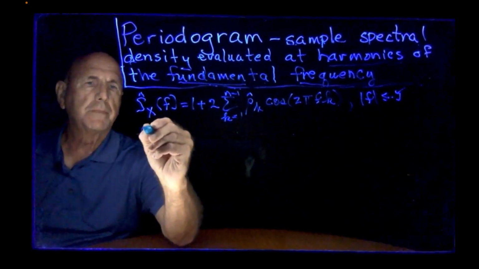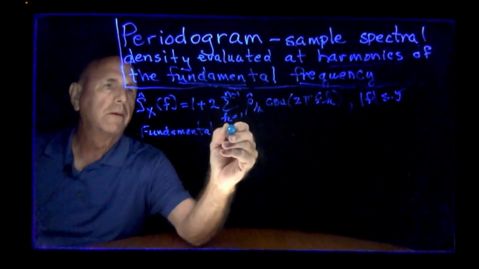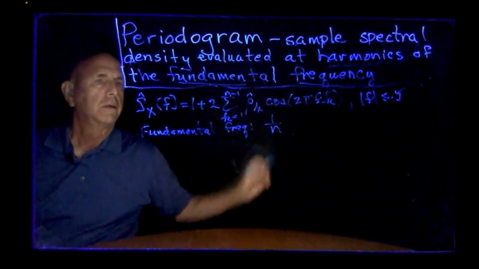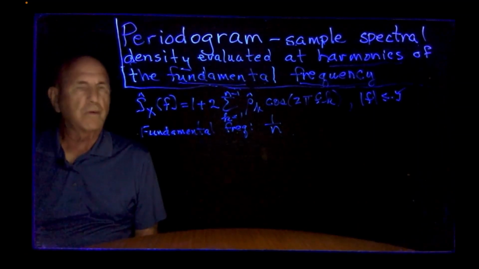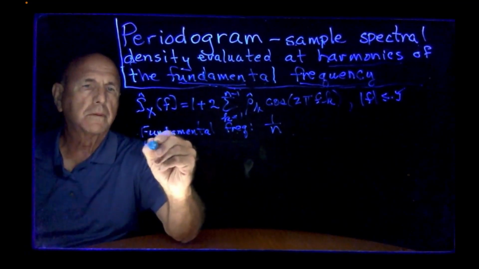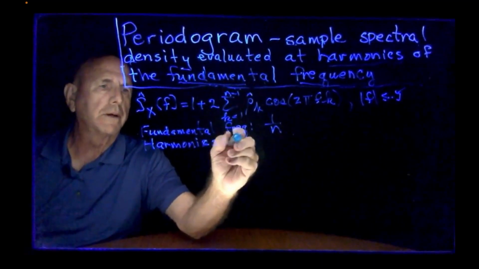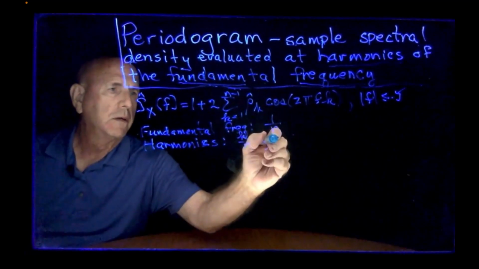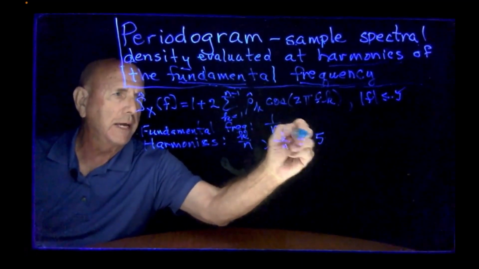The fundamental frequency is 1 over n. So that would mean the fundamental frequency is associated with a period of n, the length of the series. And then the harmonics are k over n, where k is an integer. And we looked at harmonics for k over n less than or equal to 0.5 because of the Nyquist frequency.